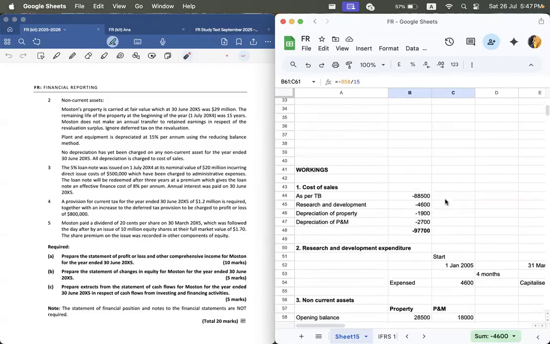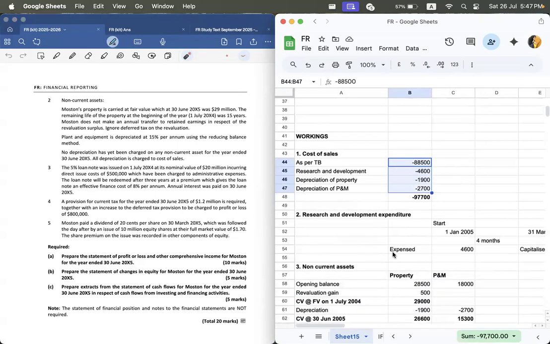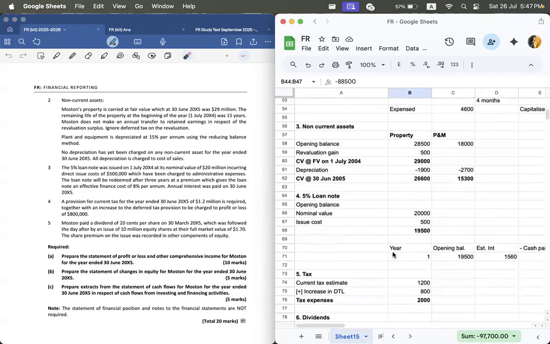You're going to take the depreciation onto the cost of sales. Clear? Okay. So the cost of sales part is done. Simultaneously do everything.